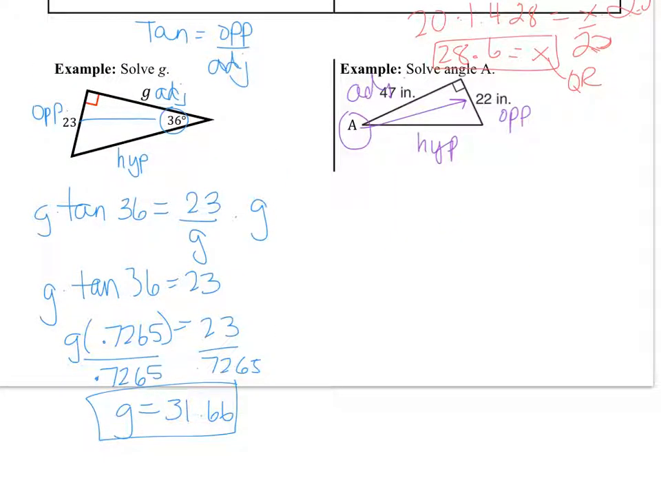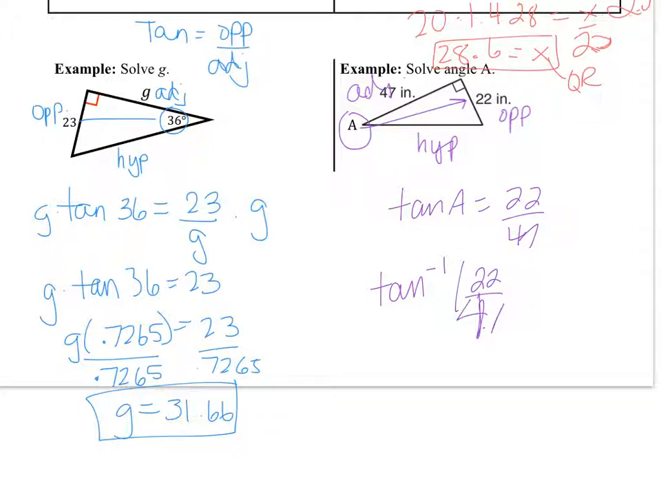Sorry about that. So we're going to say tangent of A equals 22 over 47. So now we're going to do tangent -1, and in parentheses we're going to do 22 over 47. Okay? Let your calculator do the work. That's that second tangent you're going to hit. So we're getting that A is equal to 22.6 degrees. So we're sort of working that one backwards there.